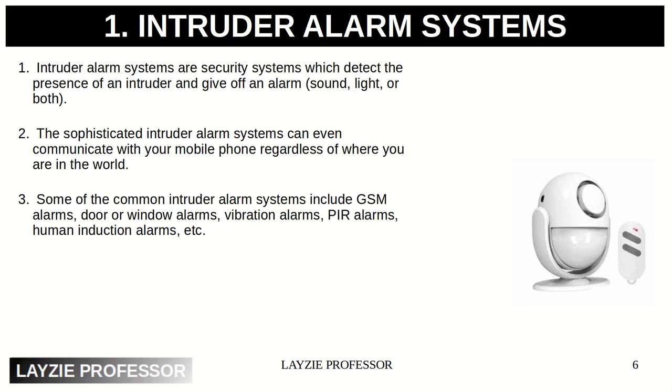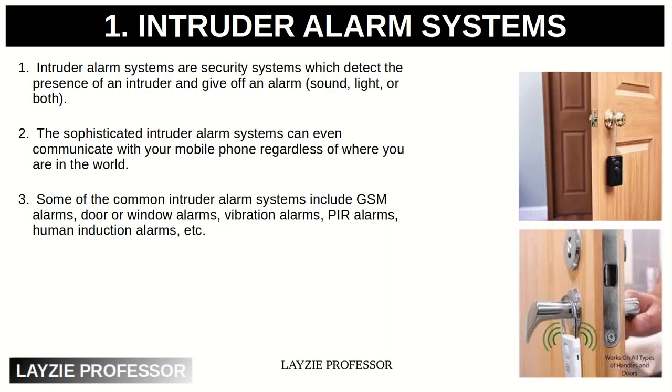So when there's a presence of an intruder or somebody walks past the monitored areas, then this PIR alarm system sets off a siren to notify you that indeed somebody has just walked by or an intruder has just passed by the monitored area, and then you can take further action.